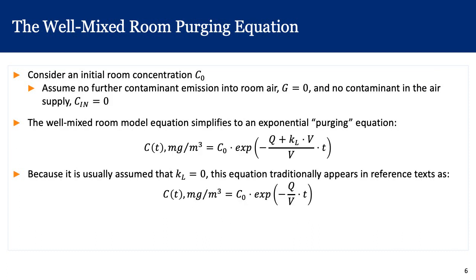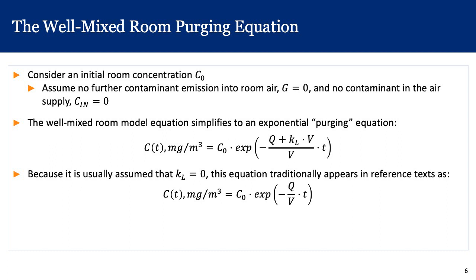There is another part of this more general equation that is very useful. So let's assume that the room now has an initial concentration C of 0. And now we'll assume that there is no contaminant emission into the room. So G is now 0. And we also assume that there is no contaminant in the supply air, so Cn is 0. But the air is still moving through this room, so there is clean supply air, which is now exhausting out of the room as well.